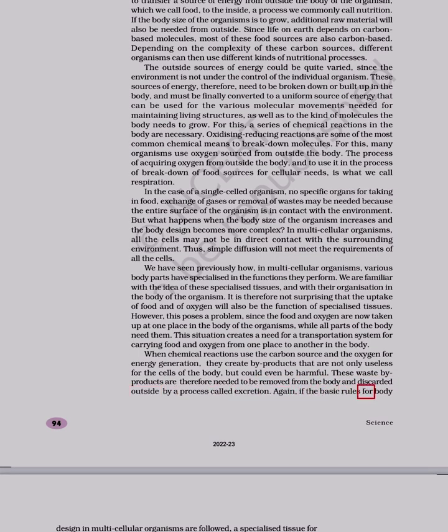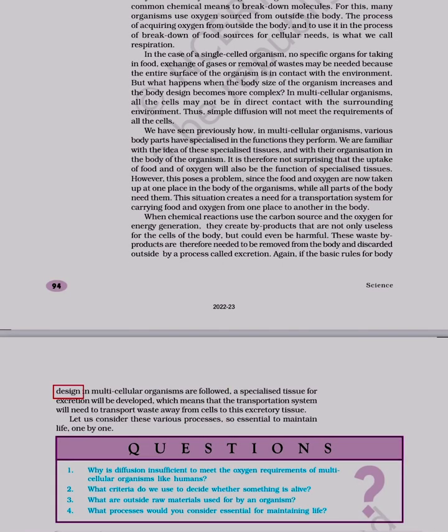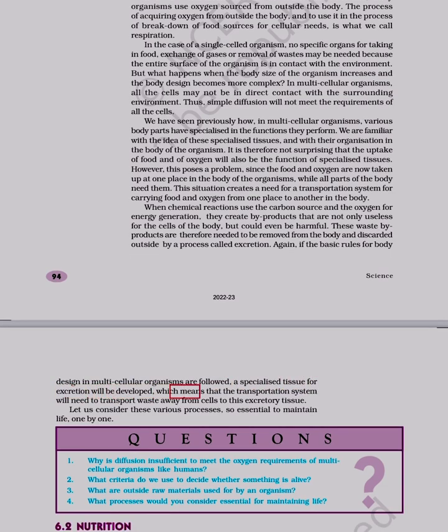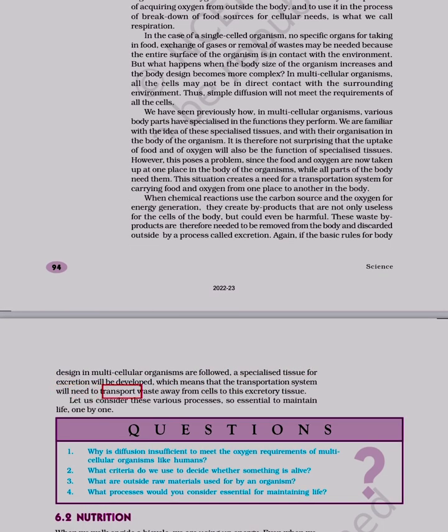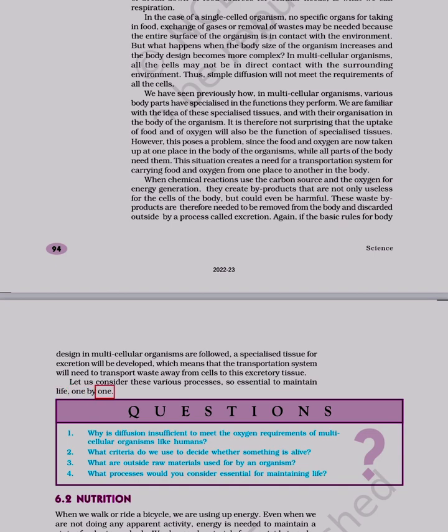Again, if the basic rules for body design in multicellular organisms are followed, a specialized tissue for excretion will be developed, which means that the transportation system will need to transport waste away from cells to this excretory tissue. Let us consider these various processes, so essential to maintain life, one by one.